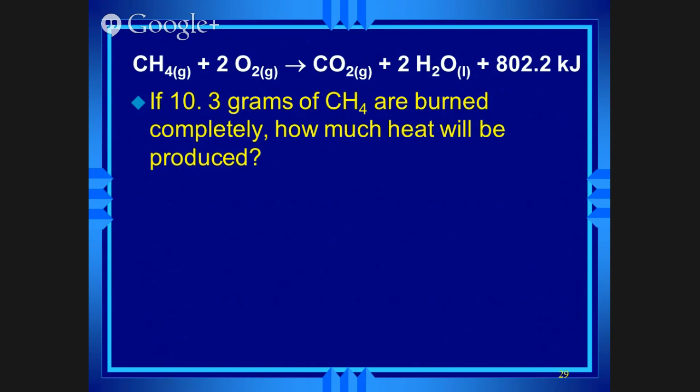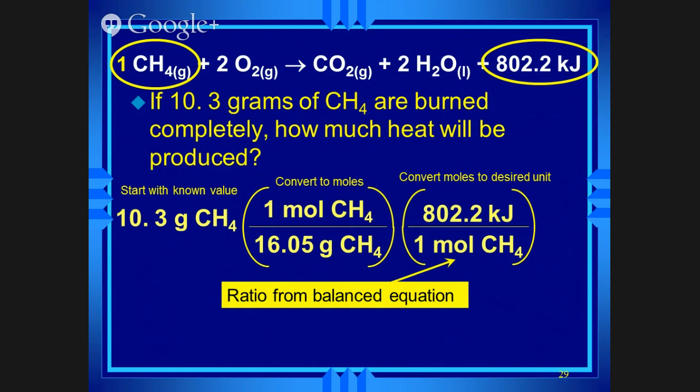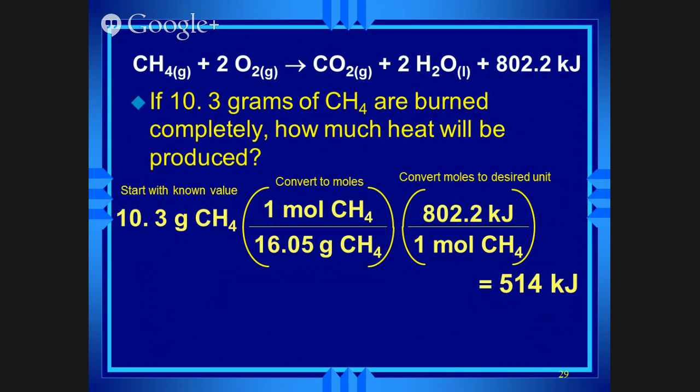So if you had a problem like this, you might want to write this one down. Again, we're just focusing on examples of the math here. If 10.3 grams of CH4 are burned completely, how much heat will be produced? Well, first off, we need to take that 10.3 grams and turn it into moles. And that's always a divide problem. So we take the 10.3, divide by the 16.05. 16 would be good enough as well. And then times the 802.2 that's in the equation, because that's done per mole. And we end up with 514 kilojoules produced.